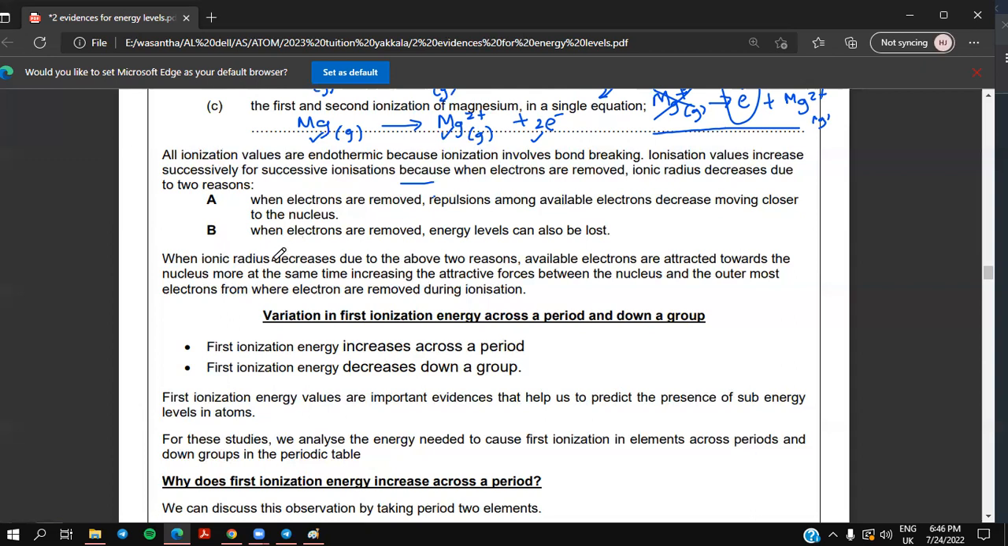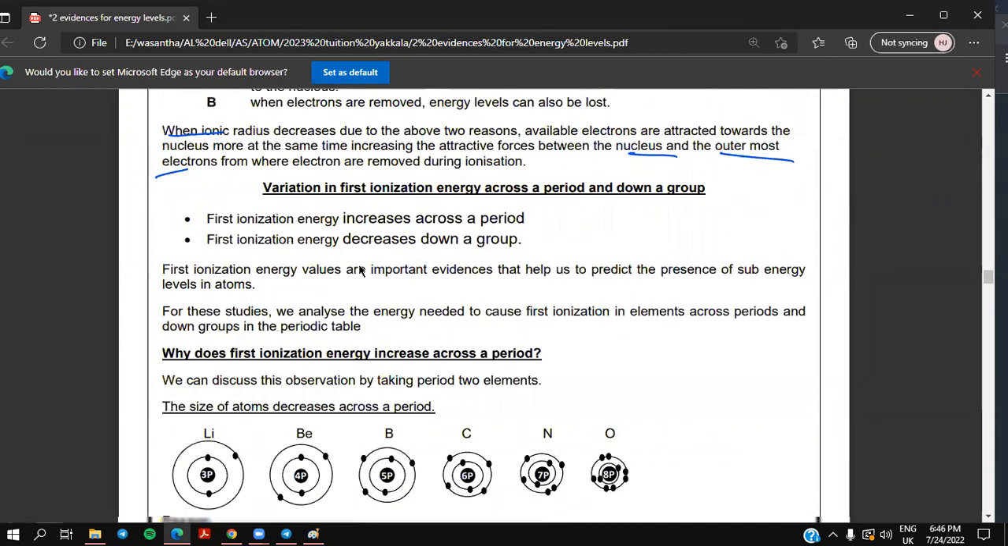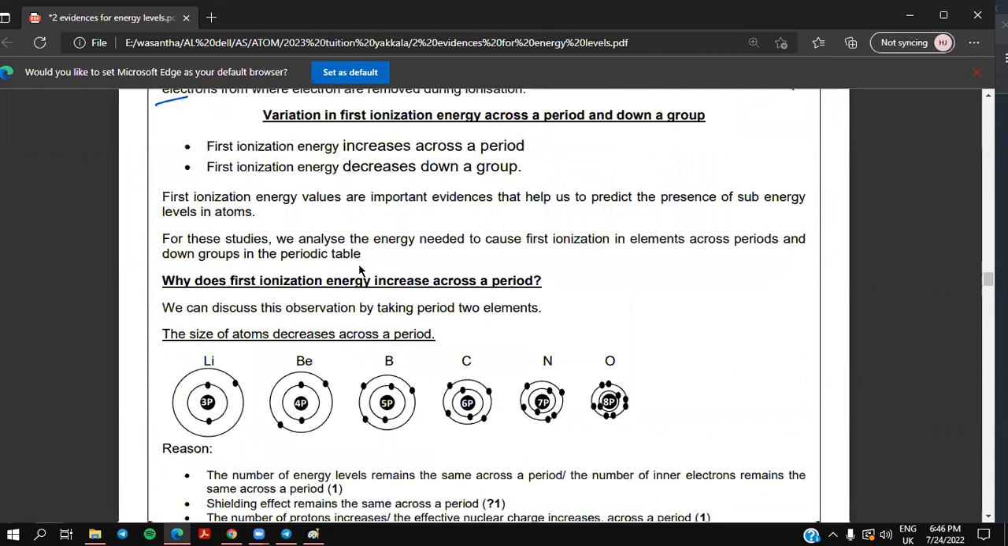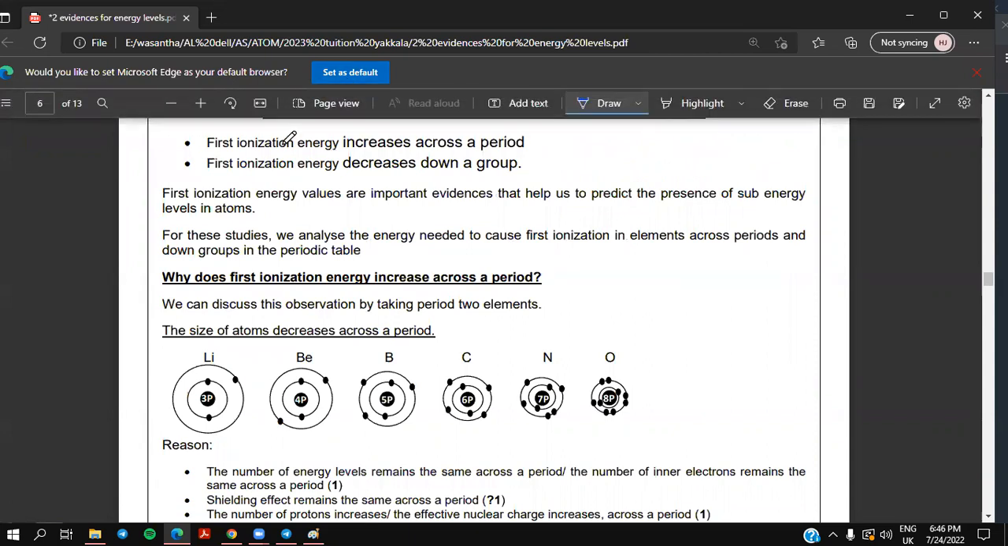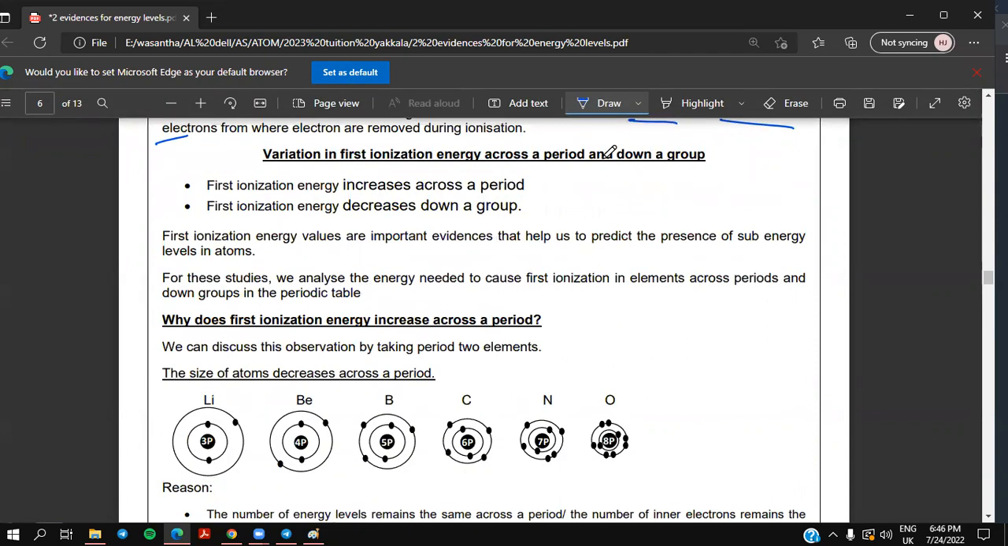Here, I'm reading this point. When ionic radius decreases due to the above two reasons, available electrons are attracted towards the nucleus more, at the same time increasing the attractive forces between the nucleus and the available outermost electrons from where electrons are removed during ionization. With all this information in mind, we can go to the next part, where let's talk about how first ionization energies vary across the period and down a group also.